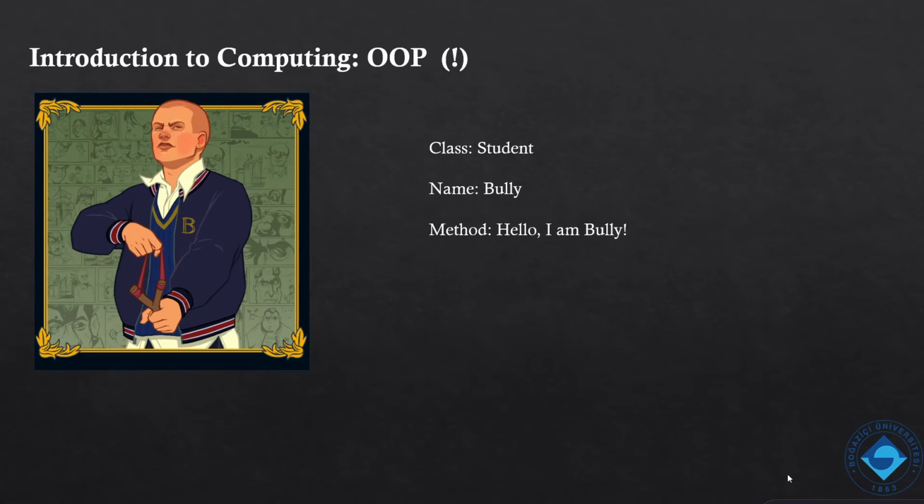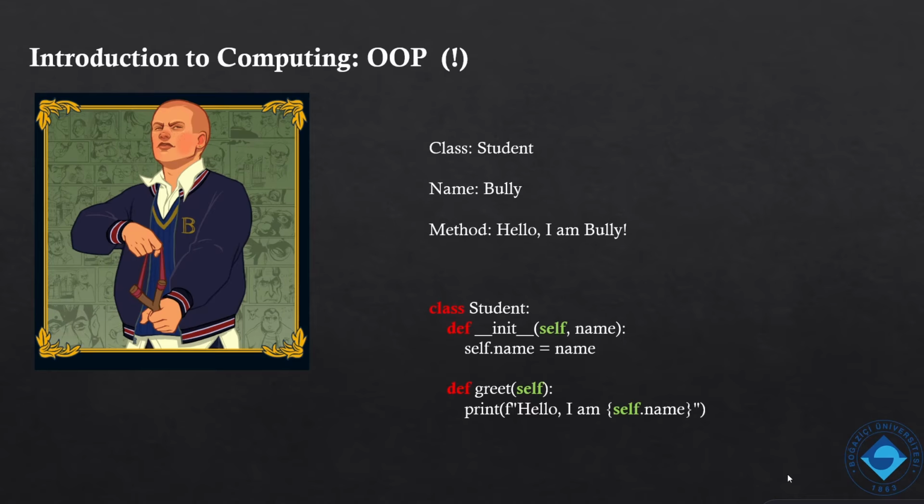And we can continue with a different example. Let's say we have a class with a student and his name is Bully, and I will write a class and I will give him his name, and once I call the behavior, it's going to print hello, I am whatever I just put here, right, as a name.